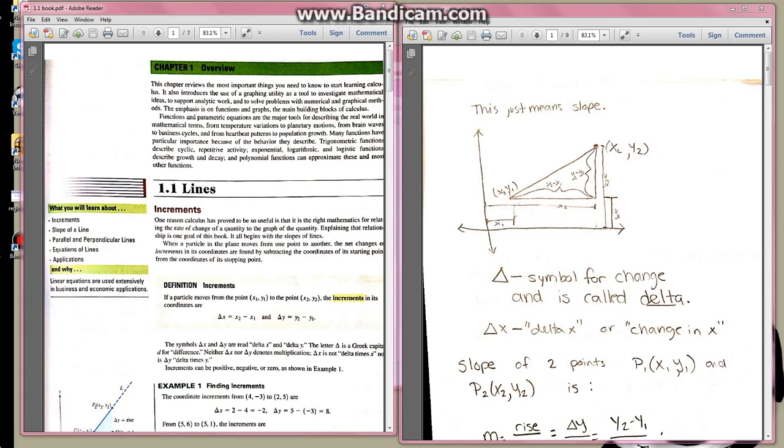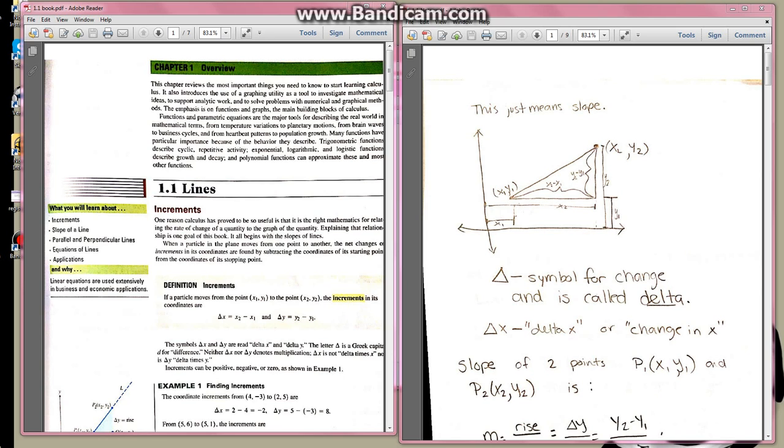Hey guys, I'm going to go through this pretty fast. Over here to the left, this is the textbook. Over here to the right, these are my notes. You can go ahead and pause this and read through the PDF files if you'd like to. I'm just going to scroll down and go through it super fast.